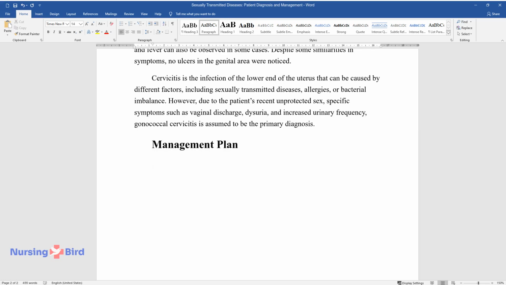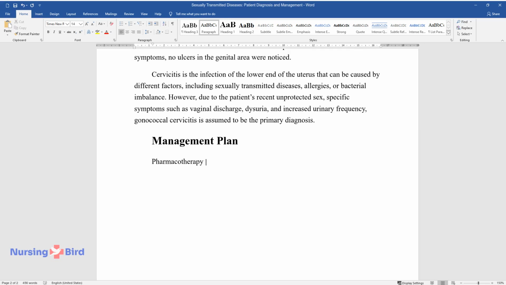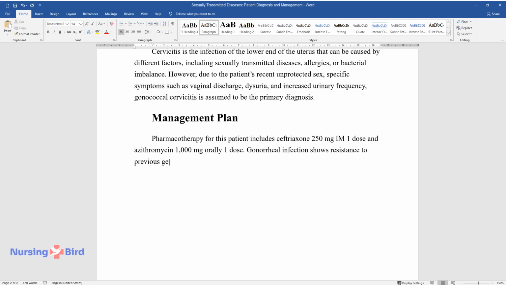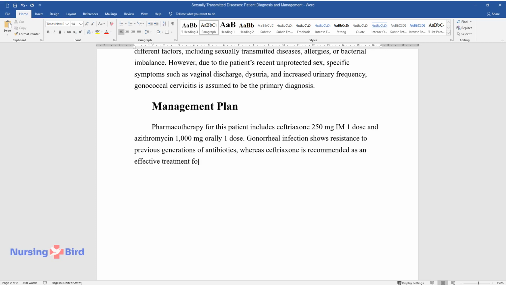Management plan. Pharmacotherapy for this patient includes ceftriaxone 250 mg intramuscularly 1 dose and azithromycin 1000 mg orally 1 dose. Gonorrheal infection shows resistance to previous generations of antibiotics, whereas ceftriaxone is recommended as an effective treatment for it.